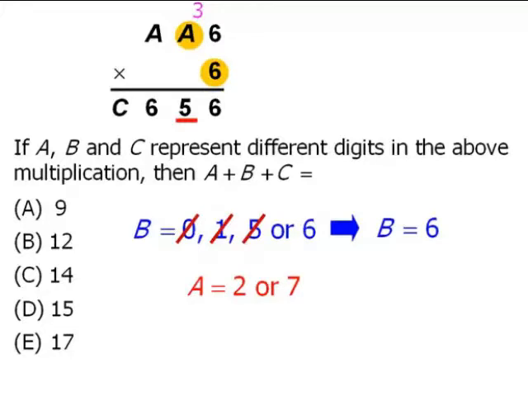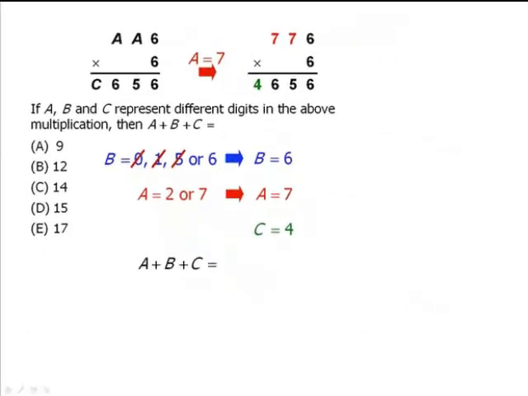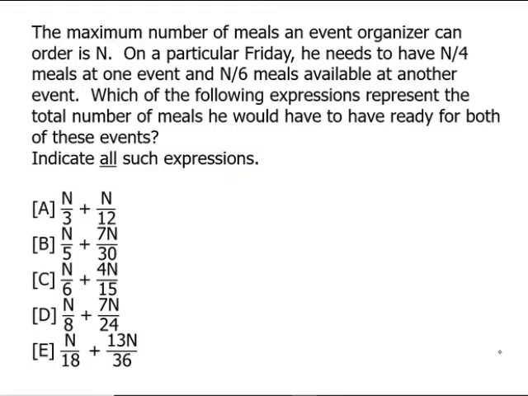Now from here, we could try a equals 2, and we would find that this does not yield an appropriate product, in which case we know that a must equal 7. If a equals 7, we get the following product, and from here we can see that c must equal 4, in which case a plus b plus c would equal 17. So our answer is E.